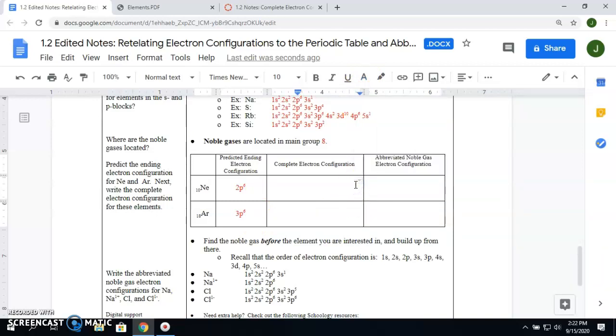Okay. We want to check that and confirm that that is the ending electron configuration. We can go ahead and write out the complete electron configuration. There it is, 1s2, 2s2, 2p6. So our prediction was correct, and the sum of the exponents does in fact add up to 10 electrons.